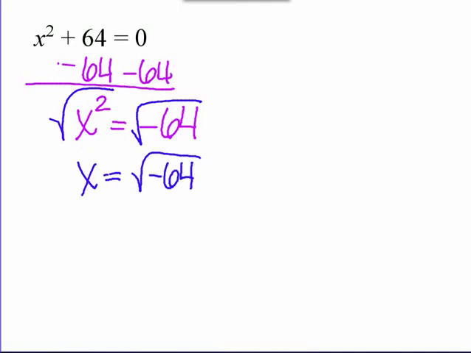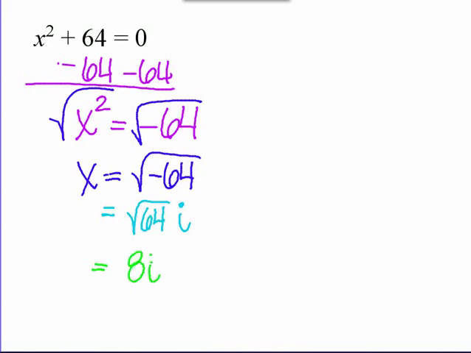And up until this point, you were like, well, I can't do that. Well, now you can. Because what does that negative mean? I. So it really means like root 64i. But what do you know about root 64? It's a perfect square and it equals 8.